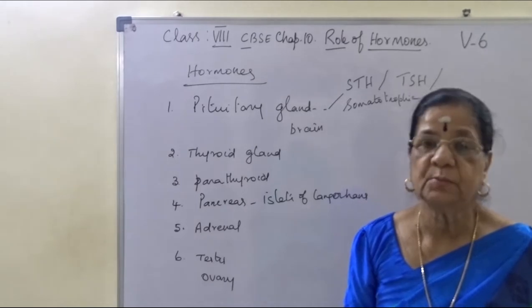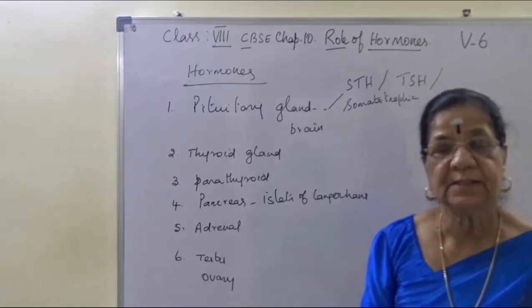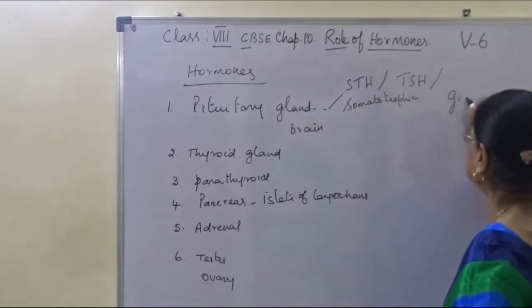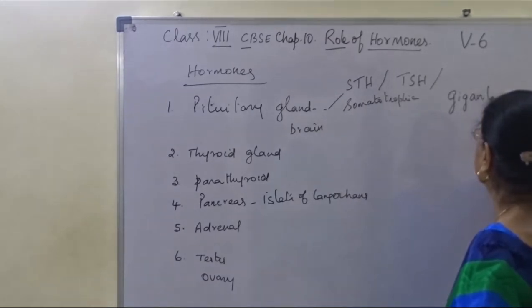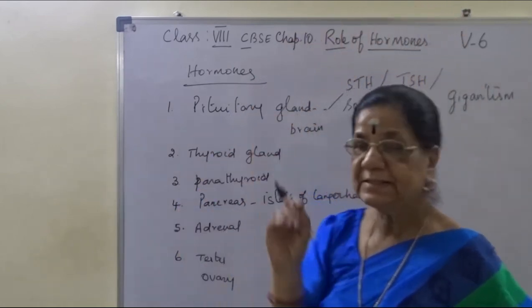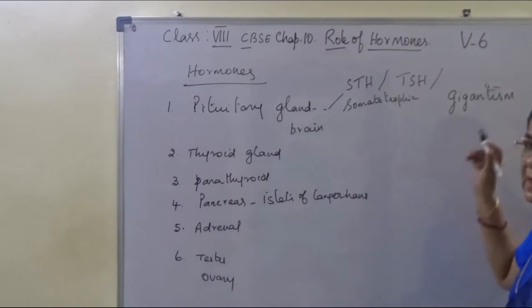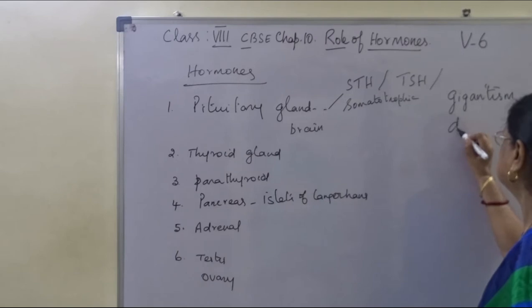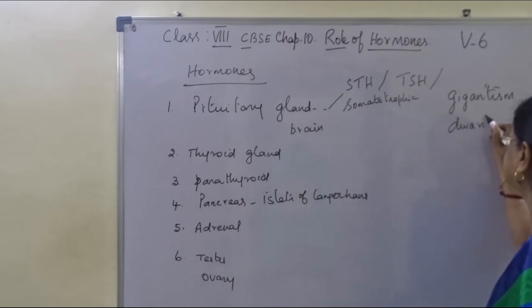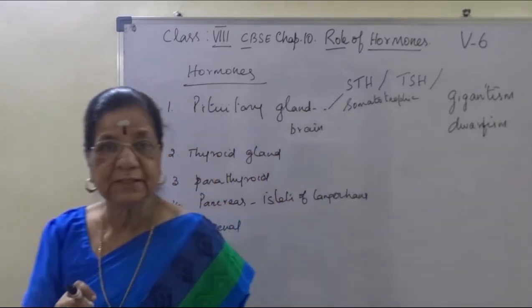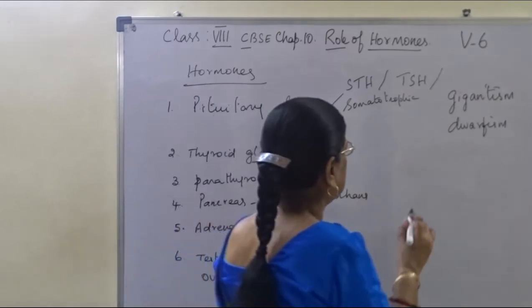And when this growth hormone is secreted in excess, the person suffers from a condition called gigantism. Whereas when it is secreted in less amount, the person has a condition called dwarfism. So in all these hormone secretions, we come across two terms.